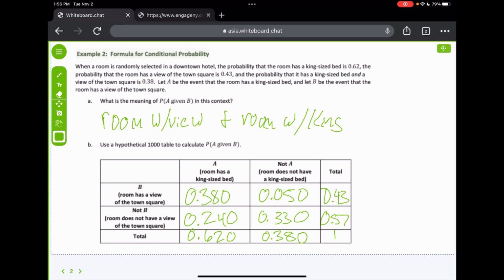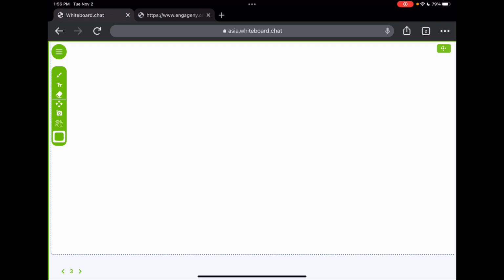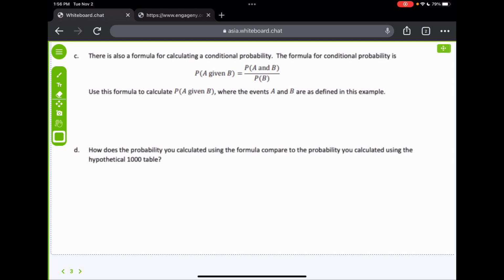All right, now then, let's keep going. C says there is a formula to calculate a conditional probability. The formula for conditional probability is the probability of A given B, and that is the probability of A and B divided by the probability of B. Use this formula to calculate the probability of A given B where the events A and B are defined in this example. Now, what was A and B?